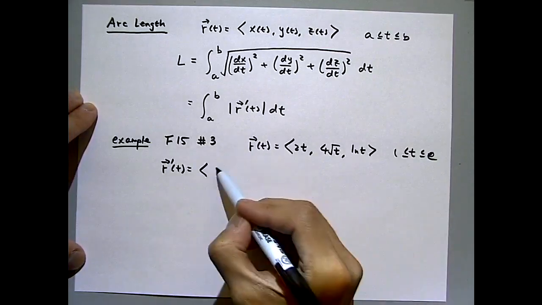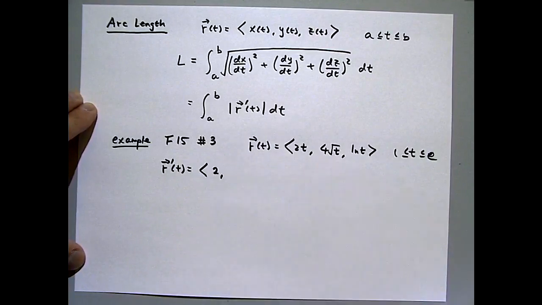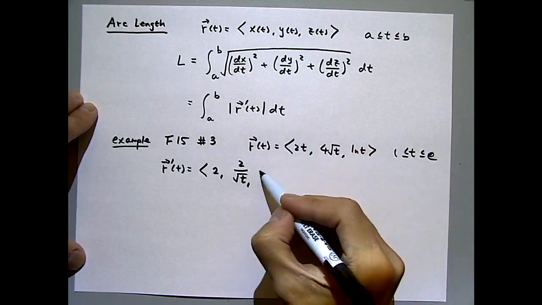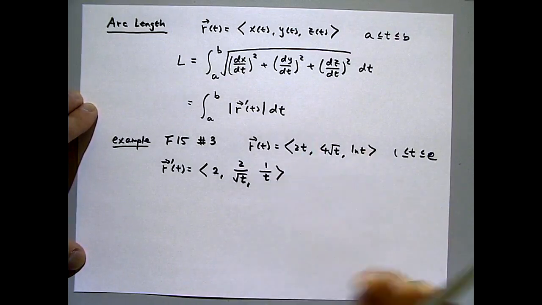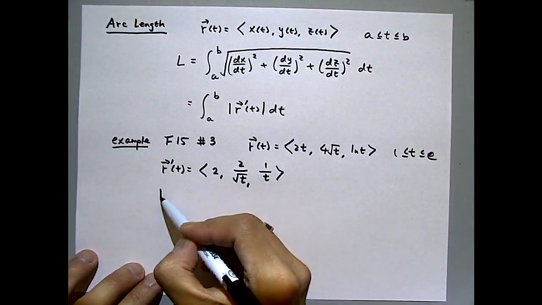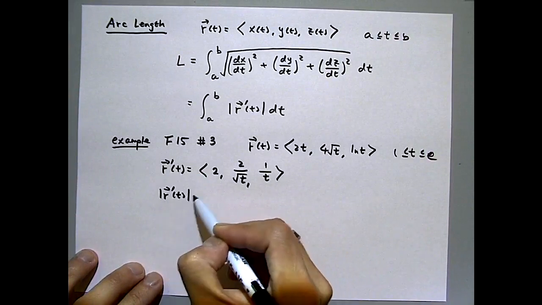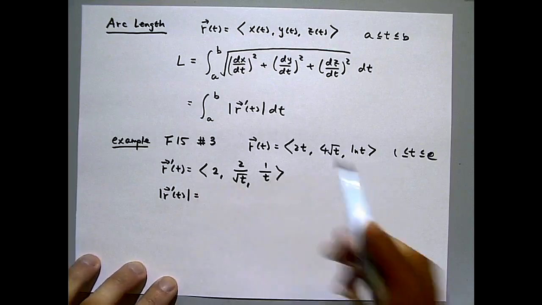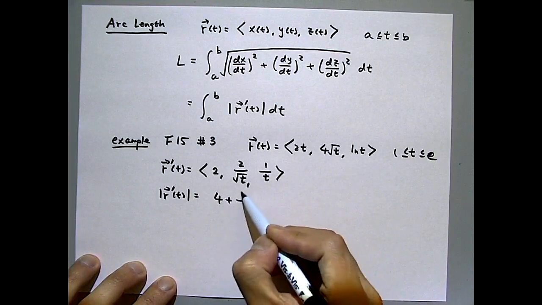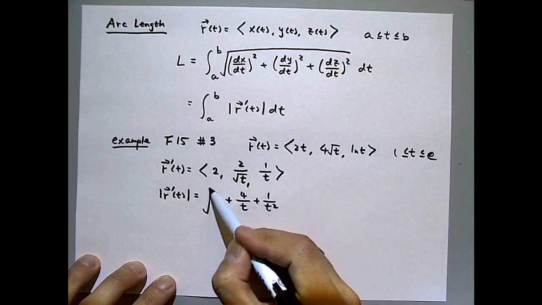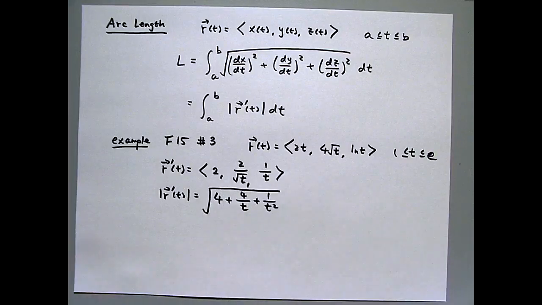All right, r prime, this is 2. Here we get, what do we get? 2 over radical t. That's 1 over t. Let's find the magnitude of this. Square sum of the squares under a root: 4 plus 4 over t plus 1 over t squared under a radical.